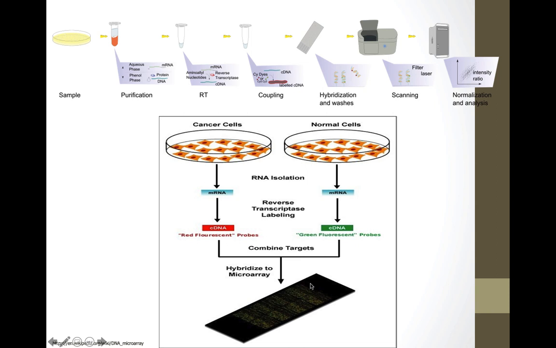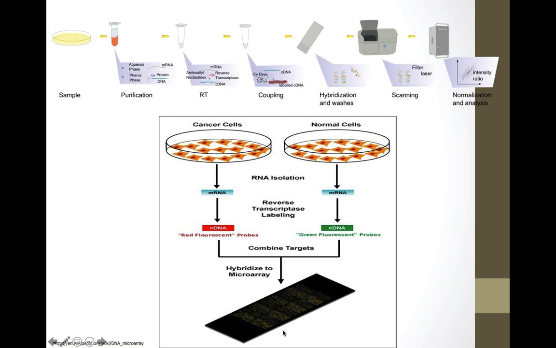So this is the sample purified, and you do reverse transcription, since it is RNA, to make DNA. You couple it to a probe, red and green. You hybridize and wash, and then you scan. And then you can see this ratio of intensity. Or you can hybridize to a microarray, and you can see if it's normal, how much normal is there, and if it's abnormal, how much abnormal has bound.